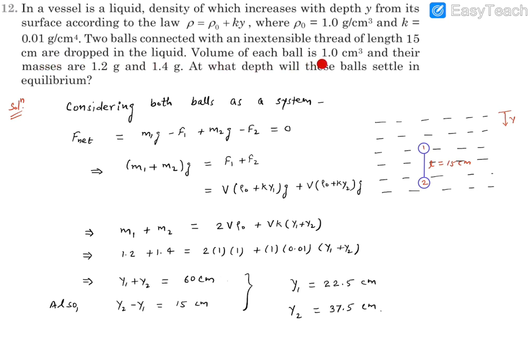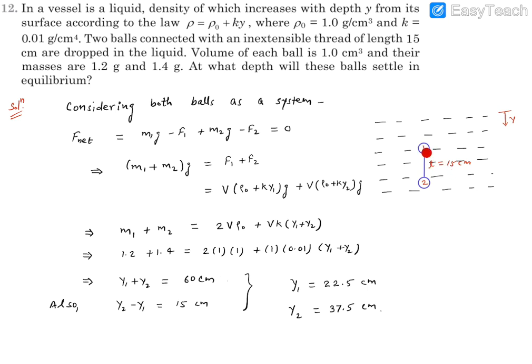Volume of each ball is known to be 1 cc and their masses are 1.2 gram and 1.4 gram. At what depth will these balls settle in equilibrium? So let's say this is the surface of the liquid, it goes downside, so from here y is being measured, and these are the two balls. This is one ball, this is two. The lighter ball will be upside and the heavier ball will be downside, and this length is 15 centimeter.